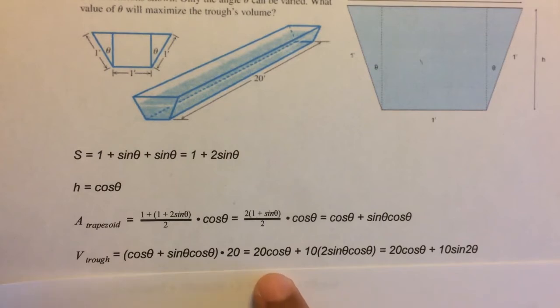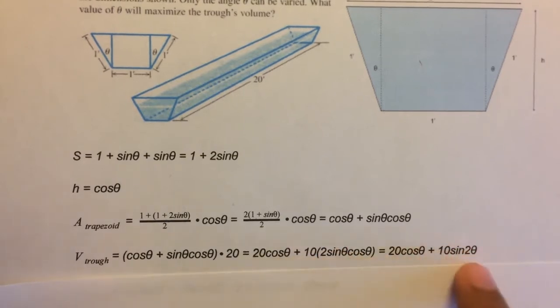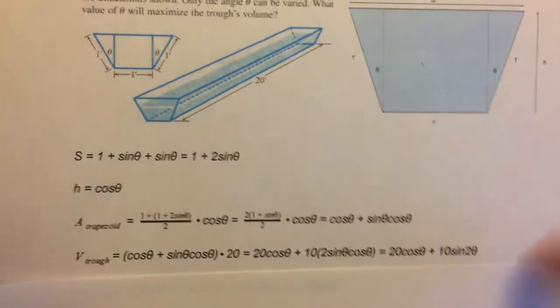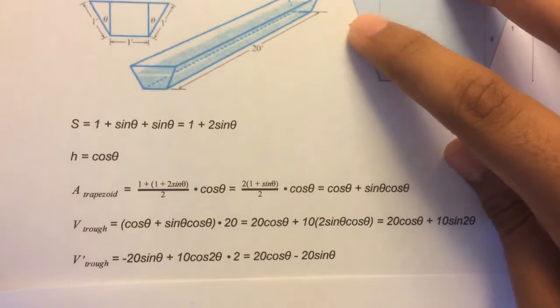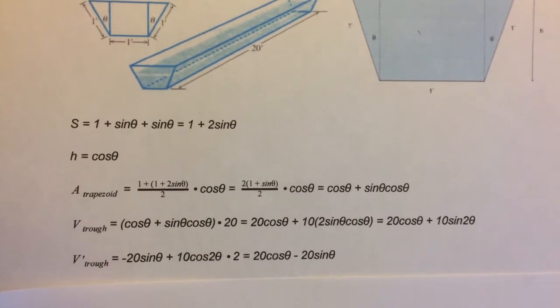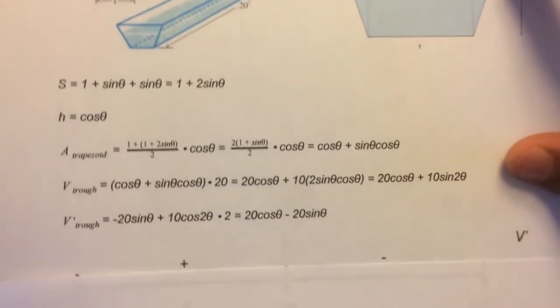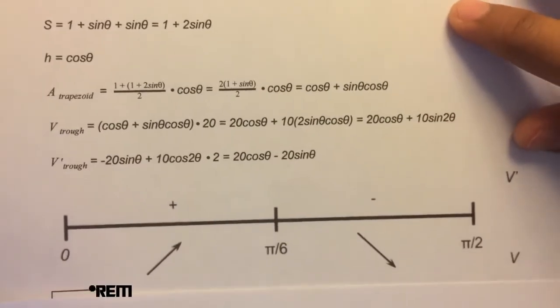So we have cosine theta plus sine theta times cosine theta, times 20. This is just equal to 20 cosine theta plus 10 times 2 sine theta cosine theta. We did this over here so that we can simplify it to 10 sine 2 theta. So 20 cosine theta plus 10 sine 2 theta. We can take the derivative of that function. We get negative 20 sine theta plus 10 cosine 2 theta times 2, which is just 20 cosine theta minus 20 sine theta. Then we can graph this and put it on our sign chart.